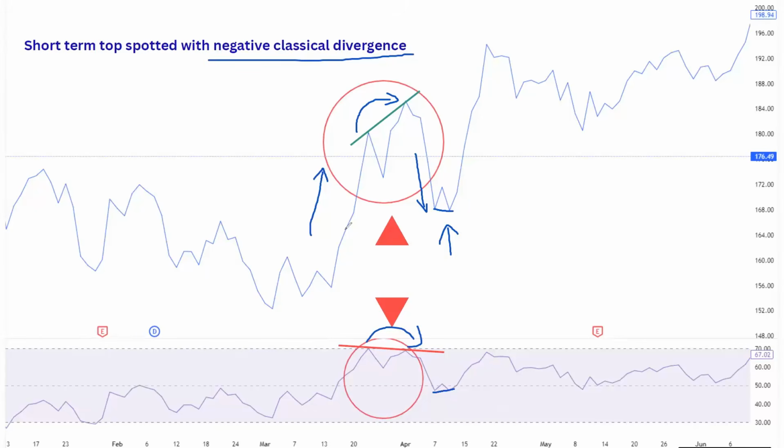All right. So these divergences are very, very strong in nature if you use it in the right way.